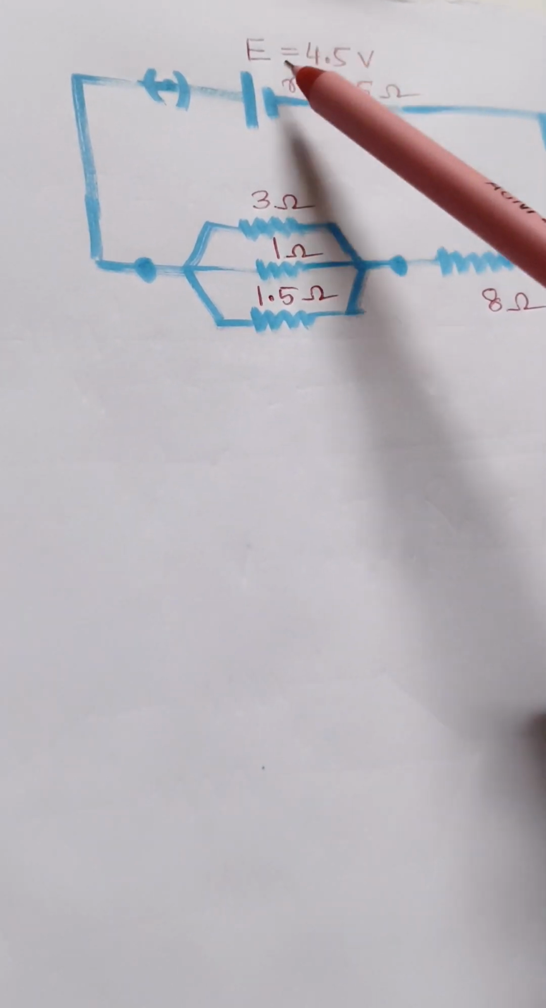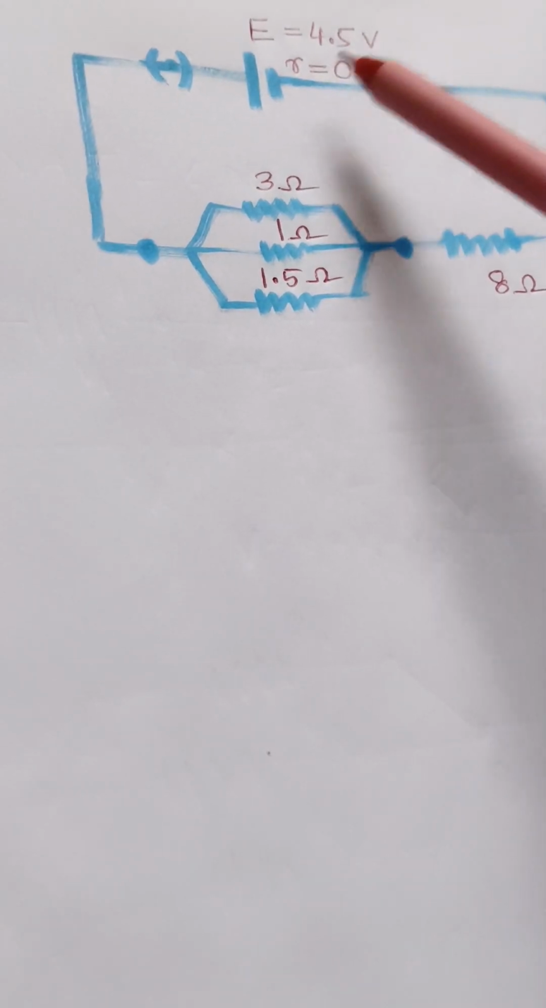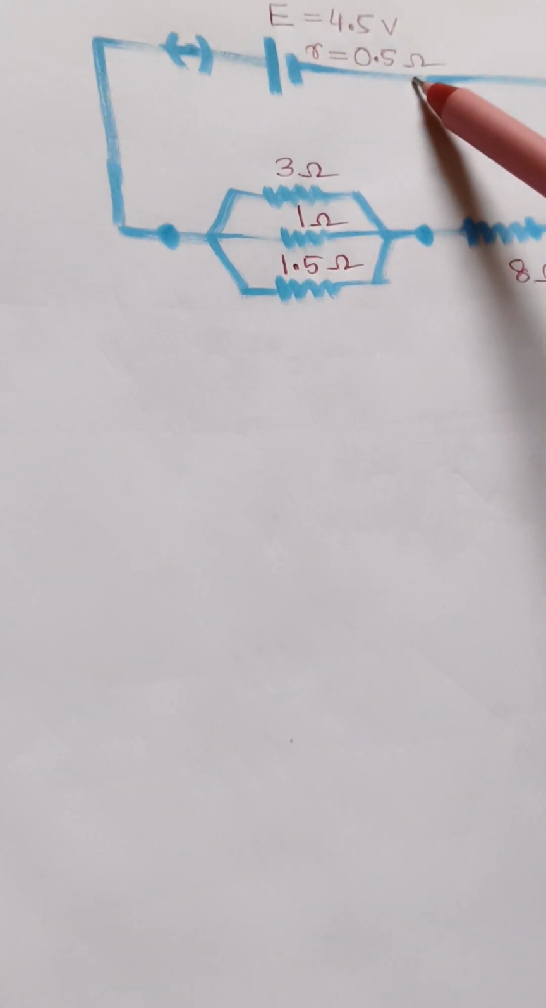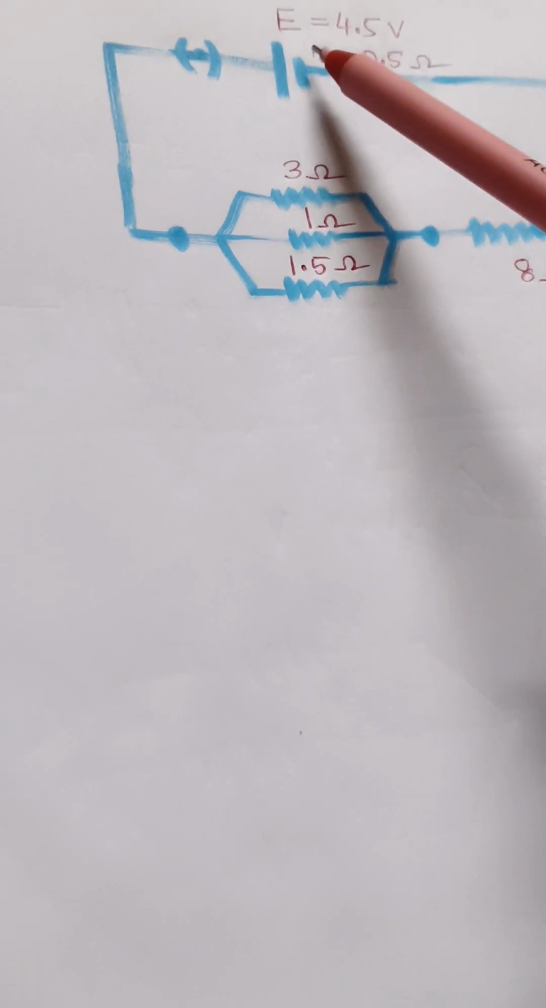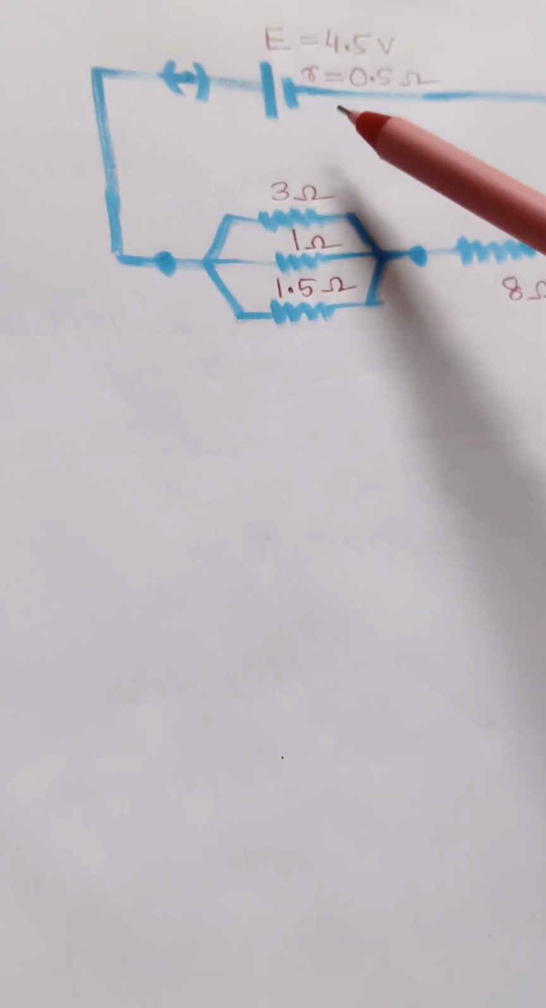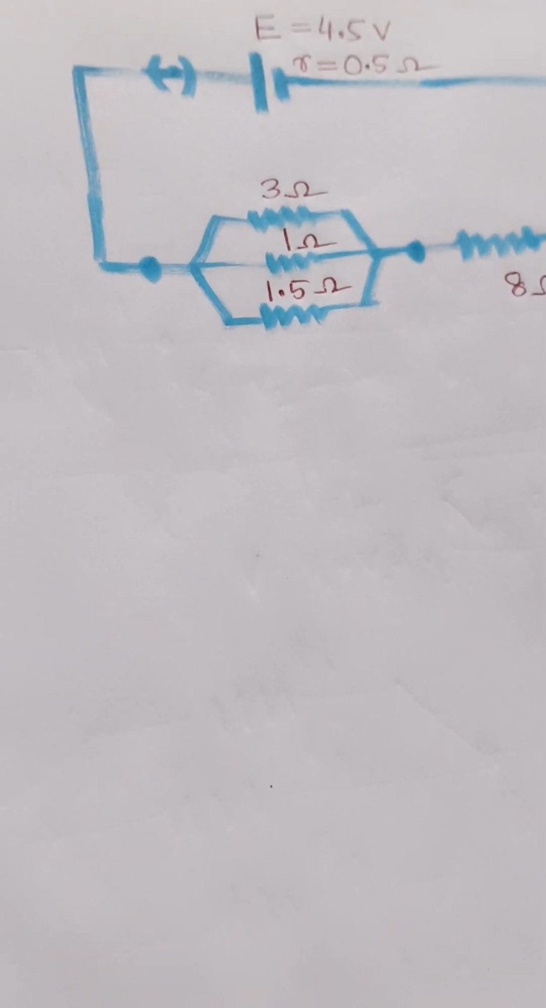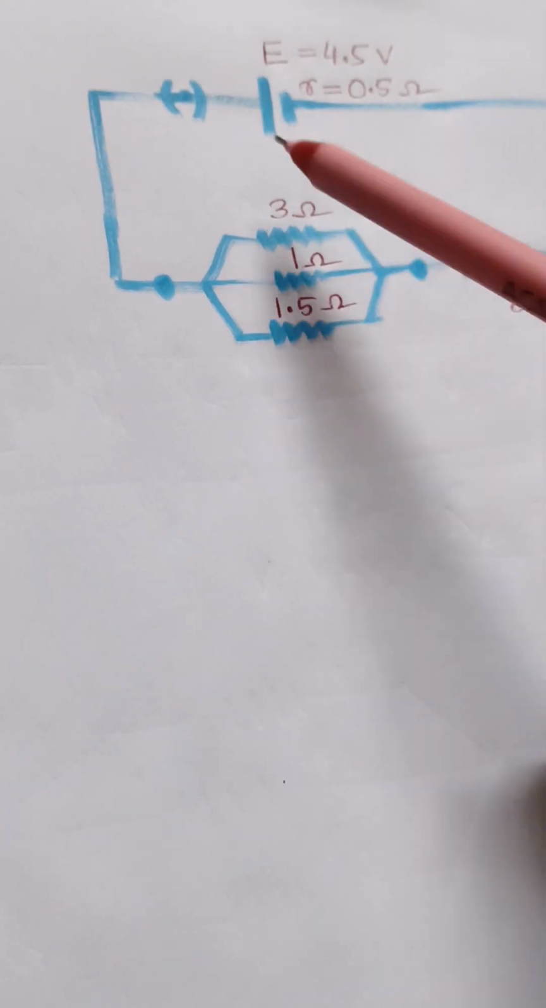Here we are having a cell with written EMF 4.5 volts and internal resistance 0.5 ohm. Now see, when you are facing this kind of problem and you find there is a resistance with E mentioned, then always remember that resistance is internal resistance. Then when we draw the current direction, it will be from the positive to the negative. Okay, it's known to you.